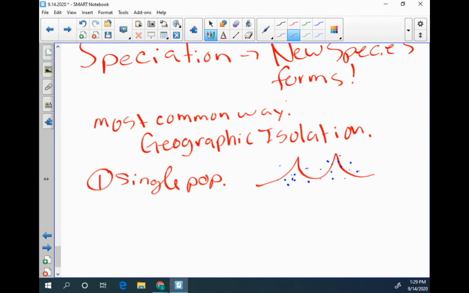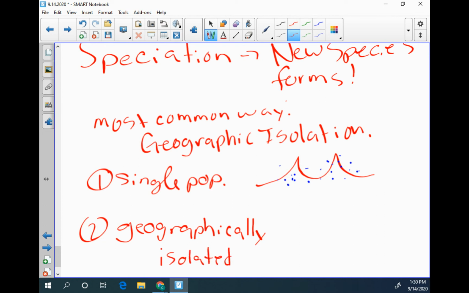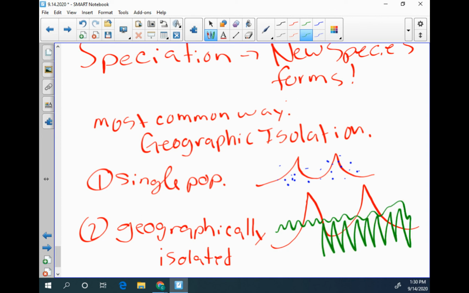So, next step. They are geographically isolated or separated in space. So we have our mountains. But I already used blue, so giant flood. Now we have 2 separate populations of the same species living on these 2 separate mountains.